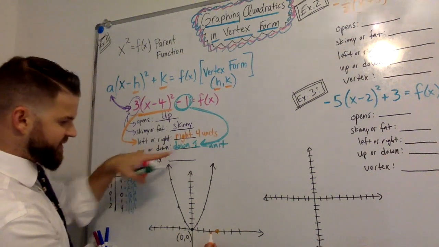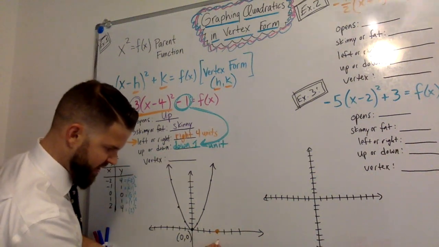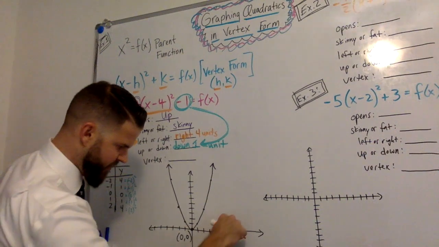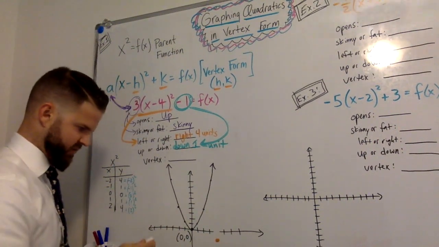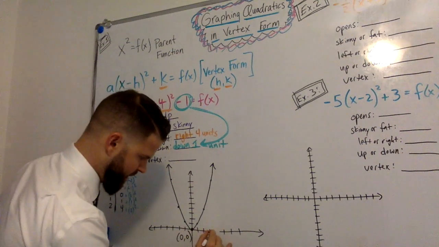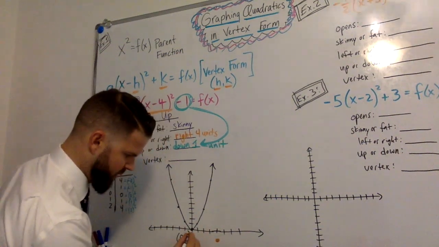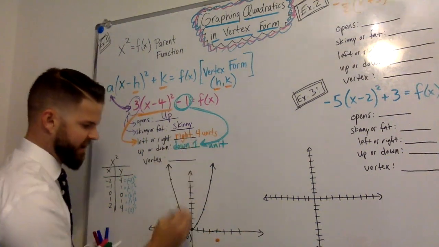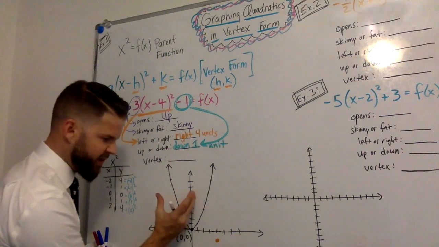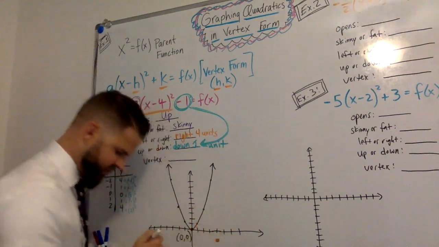I also shifted this guy down 1 unit. So if I shifted him 4 to the right and down 1, this is going to be my new vertex right there, at 4, -1. I shifted them right 4 units and down 1. So I have my parent function. I manipulated this thing, shifted it right and shifted it down.